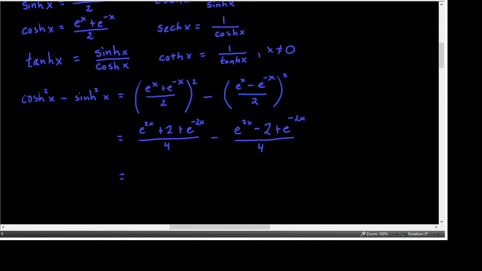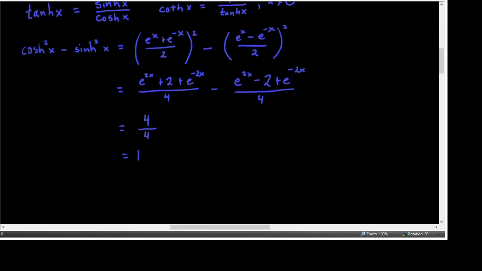Now doing the subtraction, e to the 2x minus e to the 2x is 0. 2 minus negative 2 is 4. E to the negative 2x minus e to the negative 2x is 0. So the numerators basically cancel out except for the 2 minus negative 2 is 4 over our denominator 4, and that's 1. And so that means that this is a hyperbolic trig function identity. Hyperbolic cosine squared of x minus hyperbolic sine squared of x equals 1.